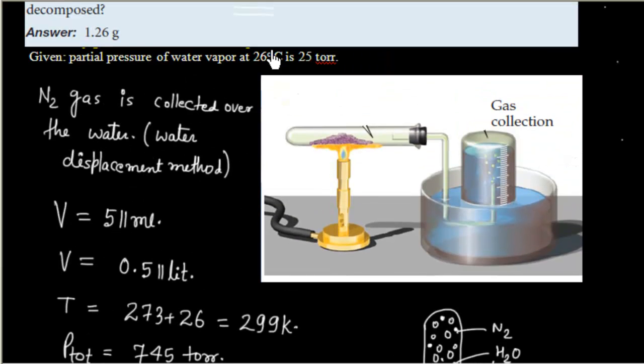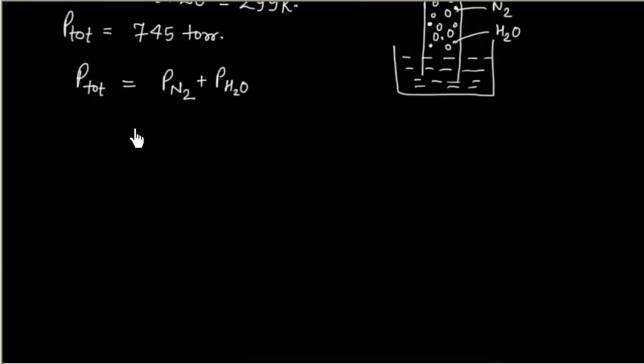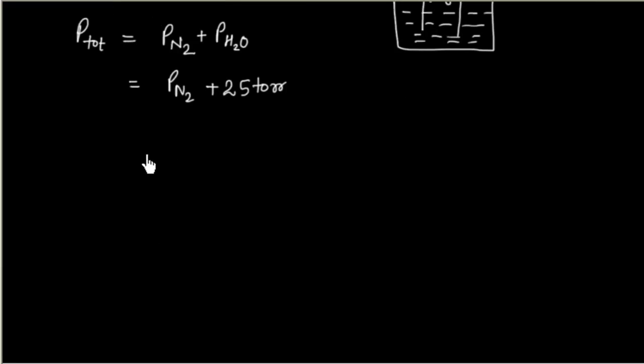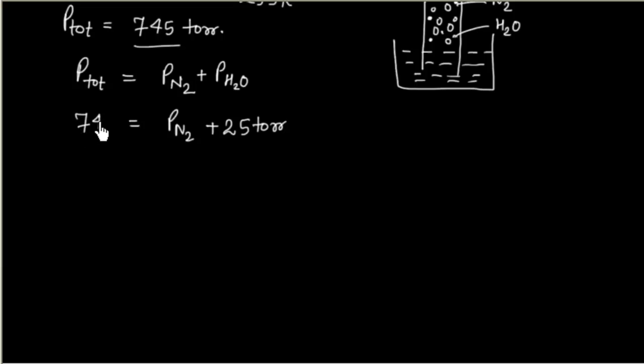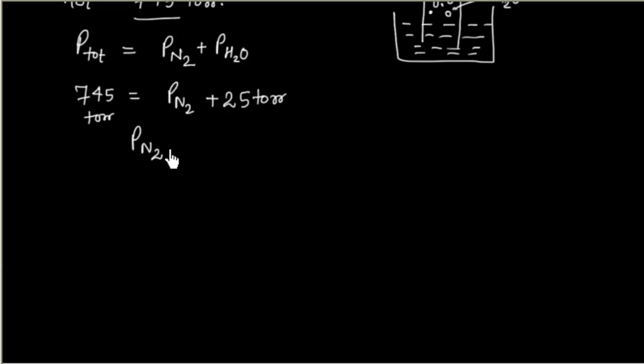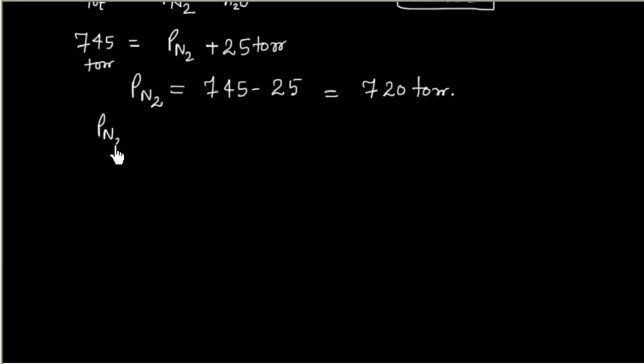And now at 26 degrees centigrade, the partial pressure of water is given. This is 25 torr. So we can write P total is equal to P N2 plus 25 torr. And P total is also given, that is 745 torr. So we can calculate the pressure due to nitrogen. 745 minus 25, that is 720 torr. So this is the pressure due to nitrogen. We can convert this pressure into atmospheric pressure.